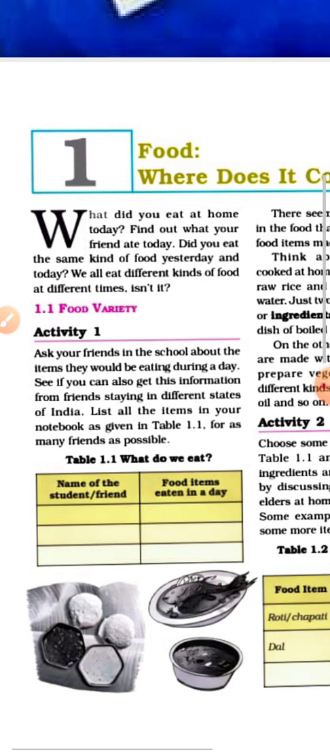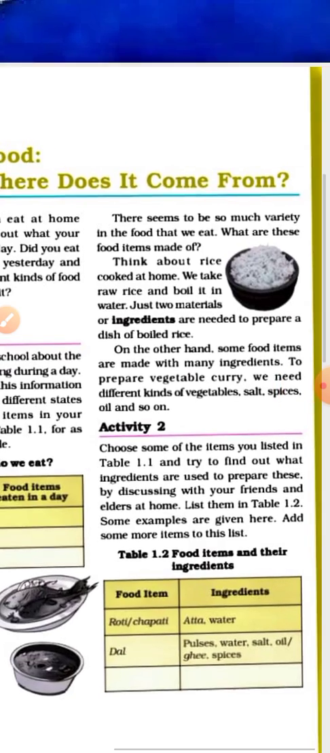So what you have to do, you have to fill this table. Can you see the table 1.1? What do we eat? There are two columns given in this table. The name of the column is name of a student and the other column is food item eaten in a day. So what you have to do, you have to write the name of the friend in the first column and what he or she has eaten, you have to write in the second column. So you have to fill this table. This is your homework. So now we are moving further.